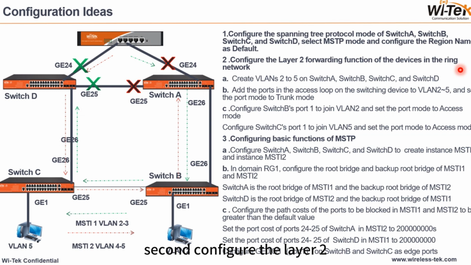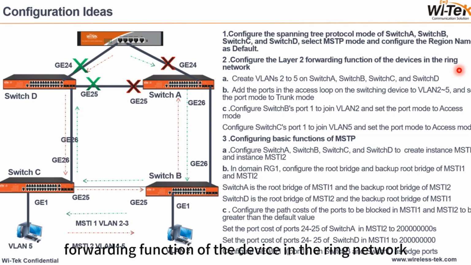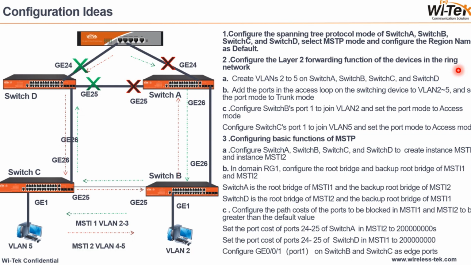Second, configure the layer 2 forwarding function of the devices in the ring network. Section A. Create VLANs 2 to 5 on switch A, B, C, and D. Section B. Add ports in the access loop on the switching devices to VLAN 2 to 5 and set the port mode to trunk mode. Section C. Configure switch B's port 1 to join VLAN 2 and set the port mode to access mode. Configure switch C's port 1 to join VLAN 5 and set the port mode to access mode.